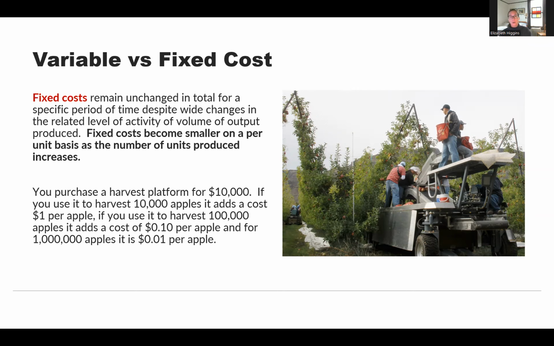So if you purchase a harvest platform, and I don't know if it's really $10,000, I often use $10,000 because the math is easy for me to do.